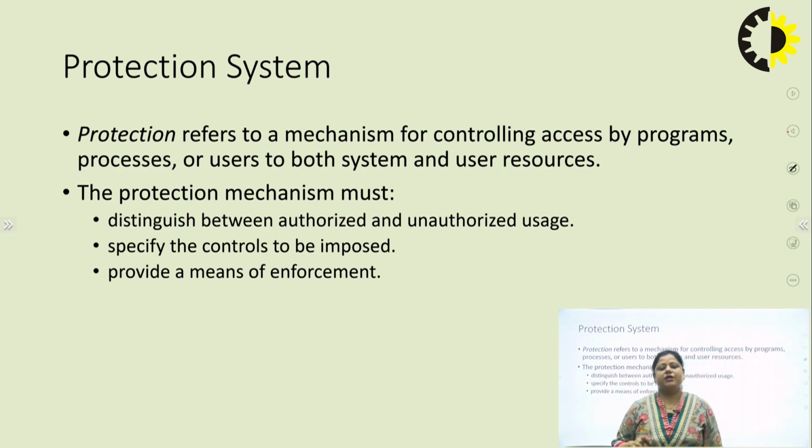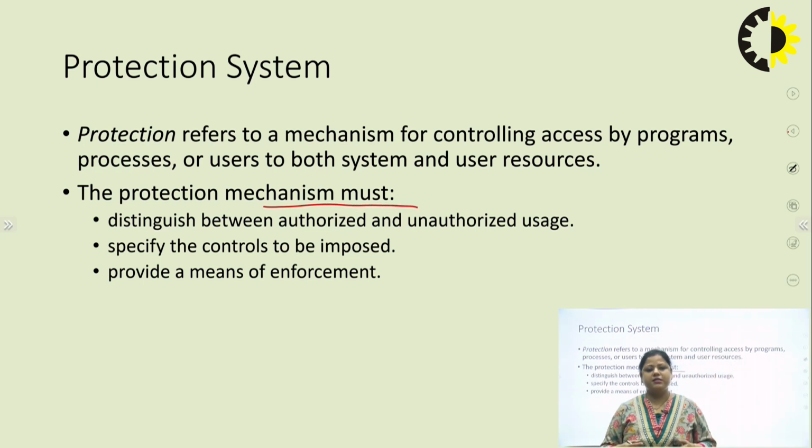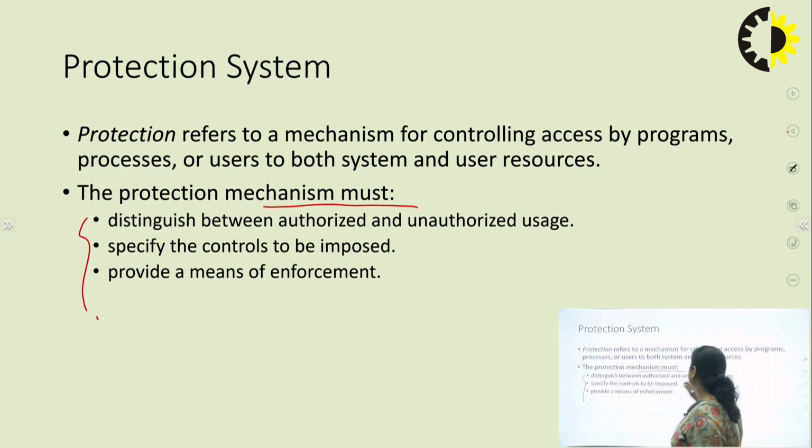Now next is protection system. What is a protection system? Protection refers to a mechanism for controlling access by programs, processes or users to both system and user resources. The protection mechanism must distinguish between authorized and unauthorized uses, specify the controls to be imposed, and provide a means of enforcement. These are some points.